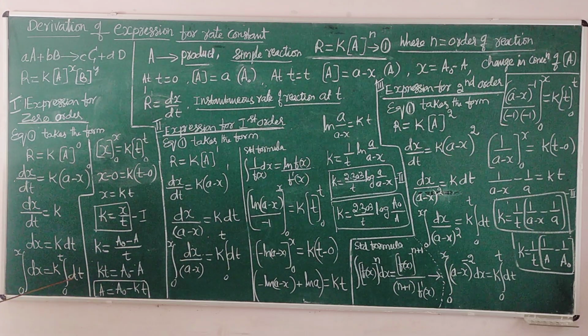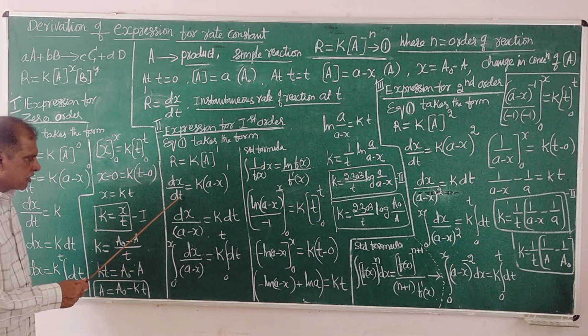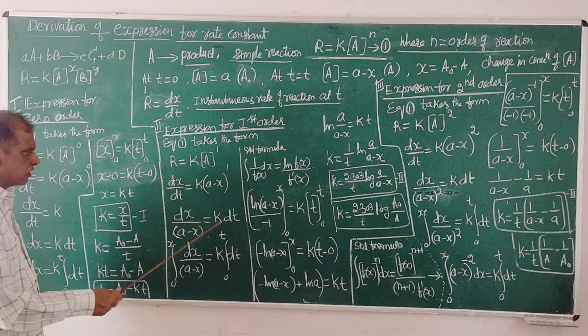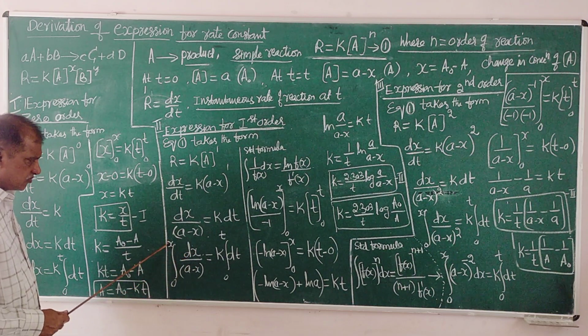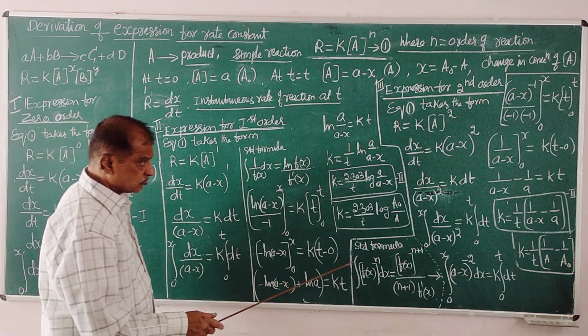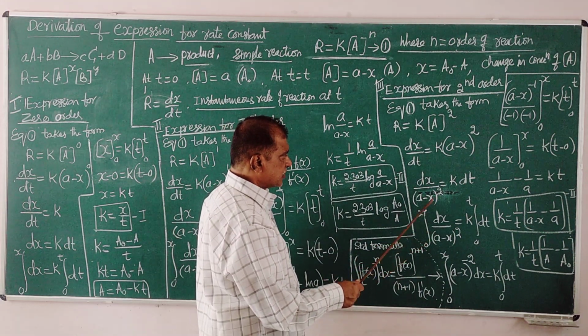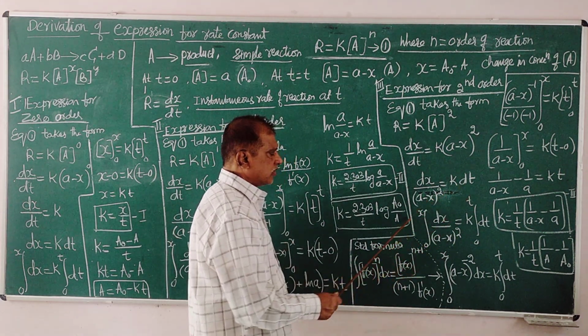What does it mean? The t value is varying from 0 to t, that is, changing time from commencement of reaction to time t. At commencement, what is the value of x? 0. After time t, what is x? x equals x, the changing concentration. That is why x is changing from 0 to x and t is changing from 0 to t. Right? The same, what is the integral? The integral of this function is k into the integral of this, with the same limits. Here also, the integral of the function, with the same limits.